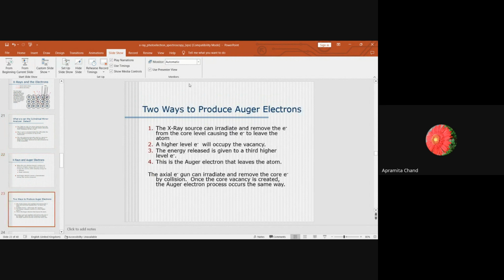And what are the ways to produce these kind of Auger electrons? So first the X-ray source will irradiate and they will remove the electron from the core level. The core electron will get removed and another electron from a higher position will occupy the vacancy. Now the energy released will be given to a third higher level electron, and this is the Auger electron which can leave the atom now. Now the electron gun can irradiate and remove the core electron by collision, and once the core vacancy is created, the Auger electron process occurs in this kind of way.